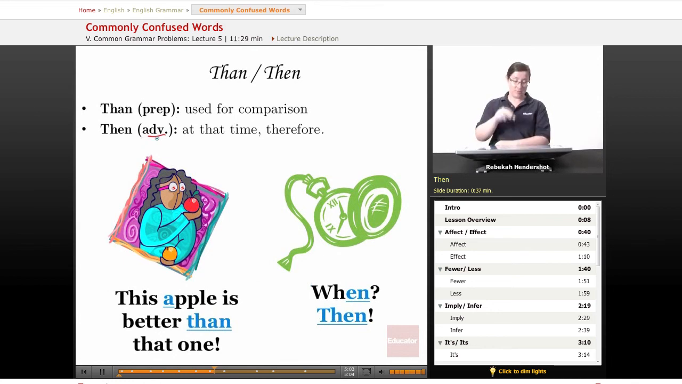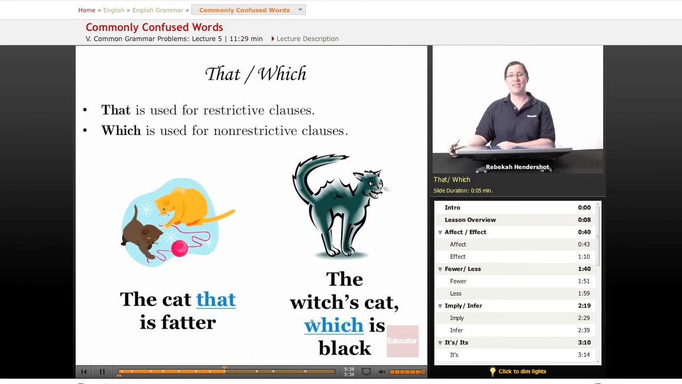The way you remember this, when you see than with the A, think of apples. This apple is better than that one, especially since that one appears to be an orange. So, this apple is better than that one. Than, think of comparing apples, or think of the A in comparing. The way you remember then is it rhymes with when. When does something happen? Then. So, this apple is better than that one. When? Then.